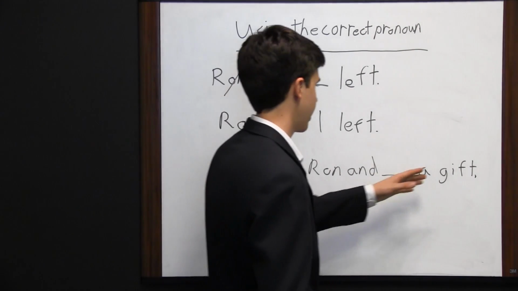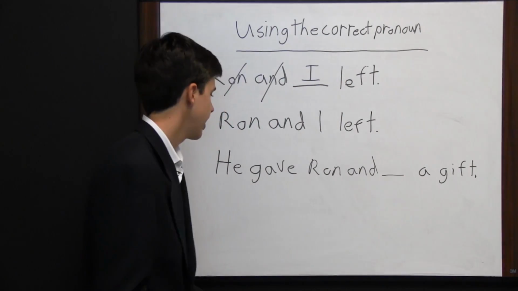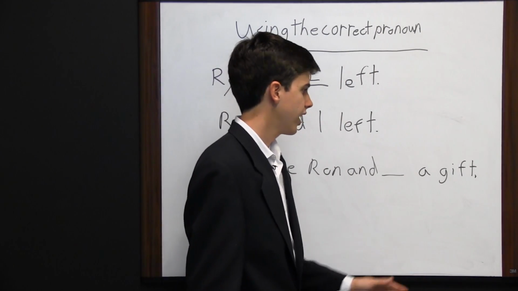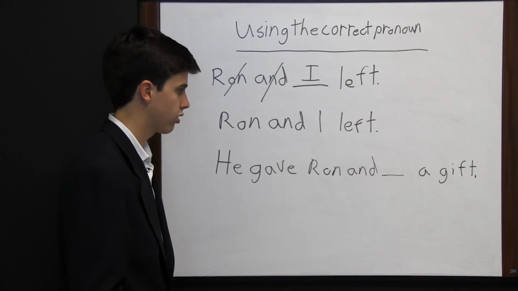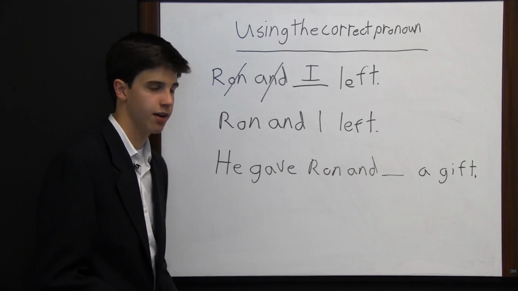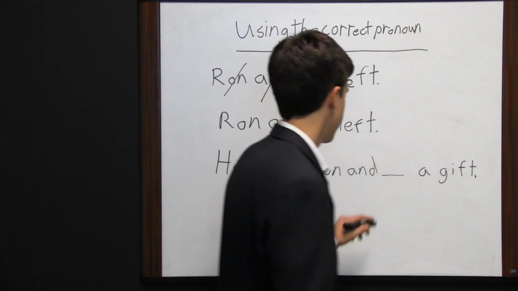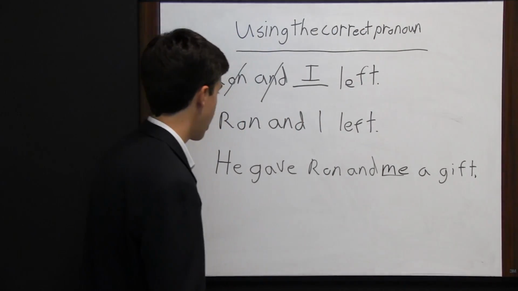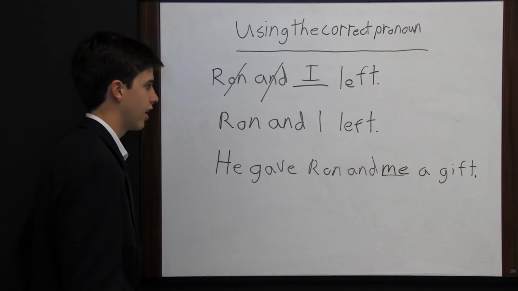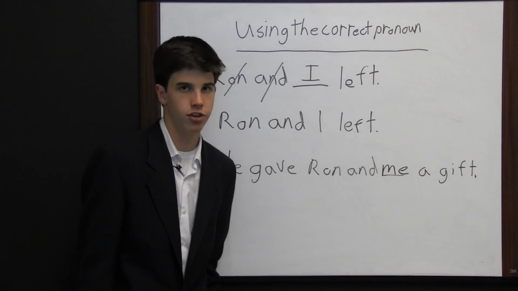He gave me a gift. Or we could read it as, he gave I a gift. Here, I does not sound grammatically correct. So me must be the correct response, because he gave me a gift sounds grammatically correct. So me is the correct pronoun to insert in the blank. So the sentence now reads, he gave Ron and me a gift. And that is the correct way to do it.